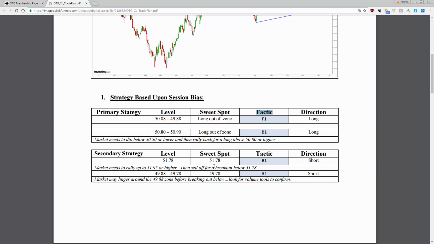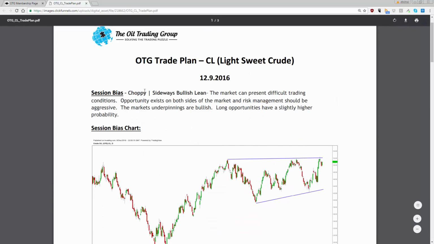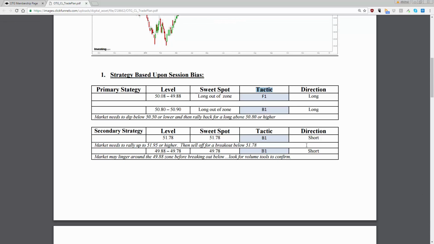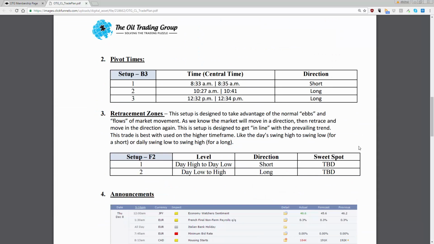And the same thing here on the secondary levels. Since the market had this bullish lean, the secondary would be shorting tops of ranges, going long bottoms of ranges, shorts top of ranges to fit into that choppy to sideways condition. Also here, we give you a couple of pivot times during the day.